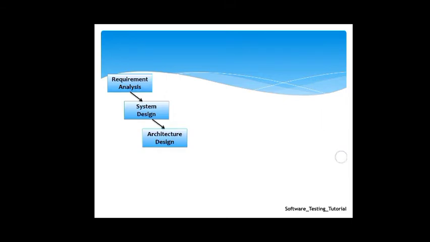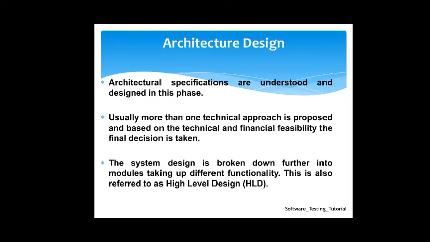Architecture design. Architectural specifications are understood and designed in this phase. Usually more than one technical approach is proposed, and based on the technical and financial feasibility, the final decision is taken. The system design is broken down further into modules taking up different functionalities. This is also referred to as high-level design.